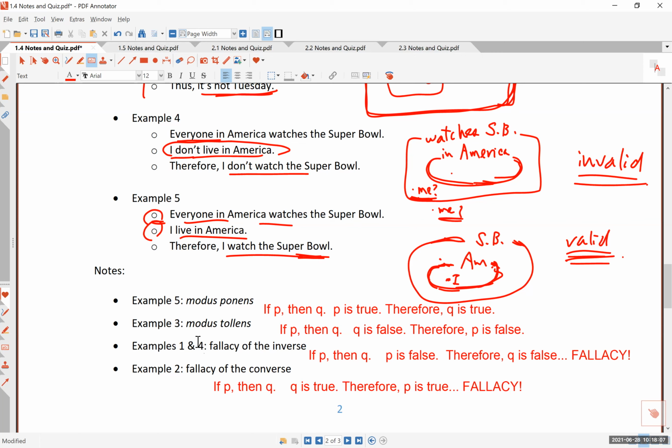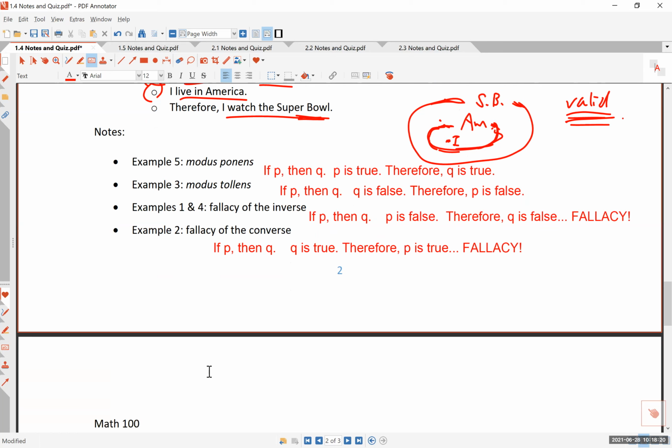And 1 and 4, this third statement here is showing you the fallacy of the inverse. The inverse is not the same as the original conditional. The last one says that the converse is not logically equivalent to the original conditional.